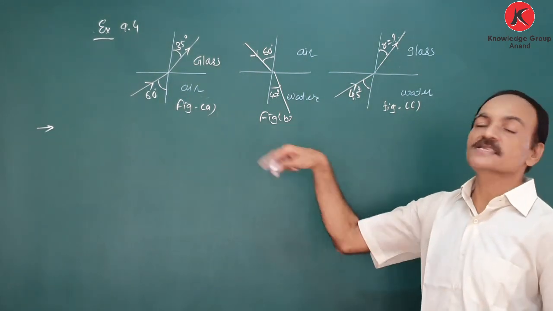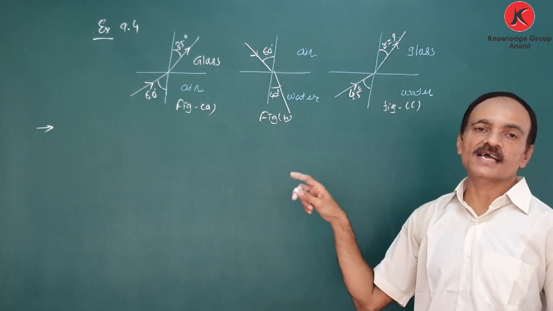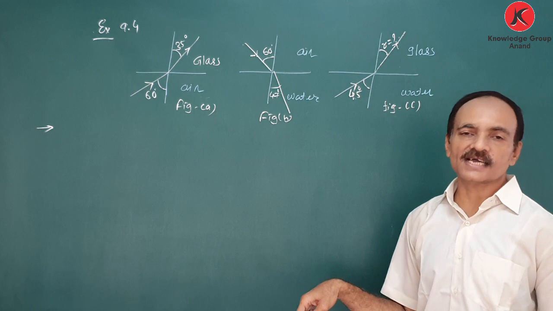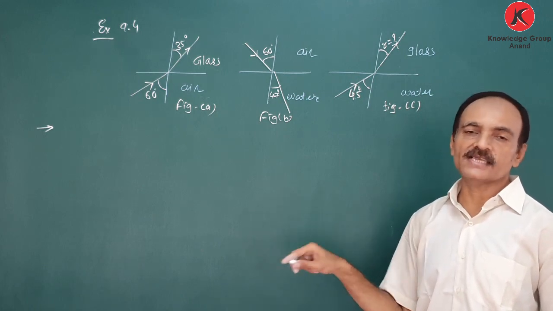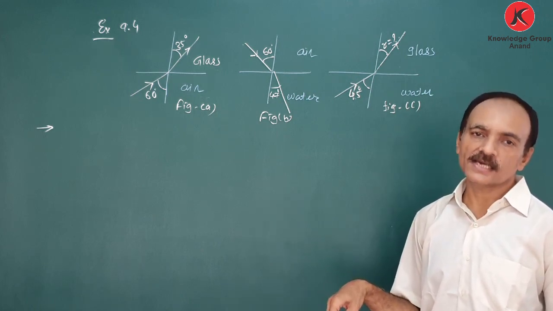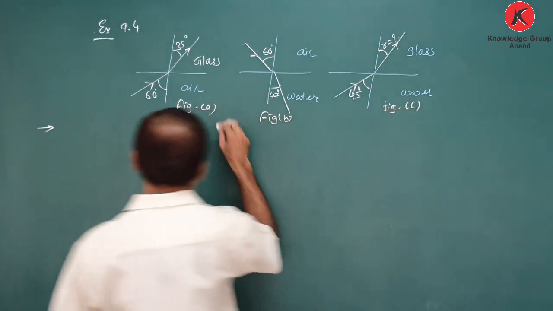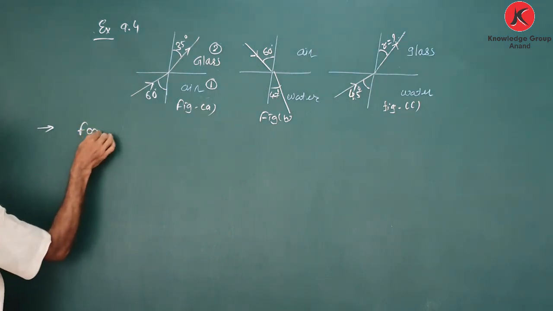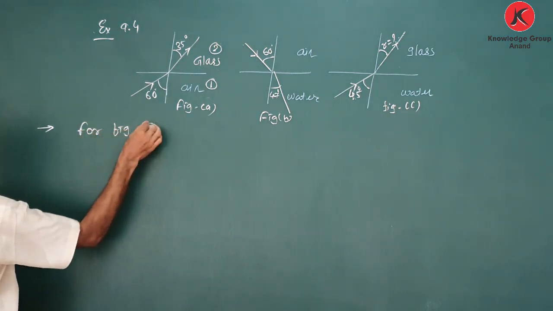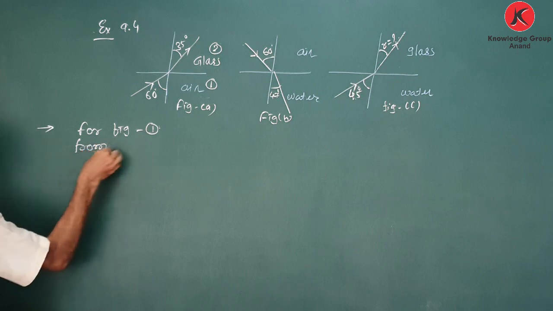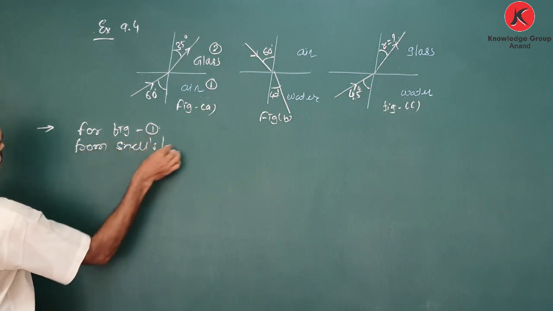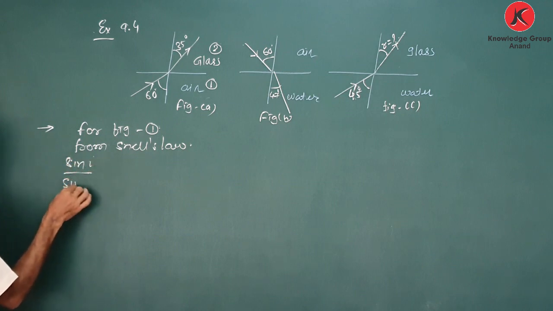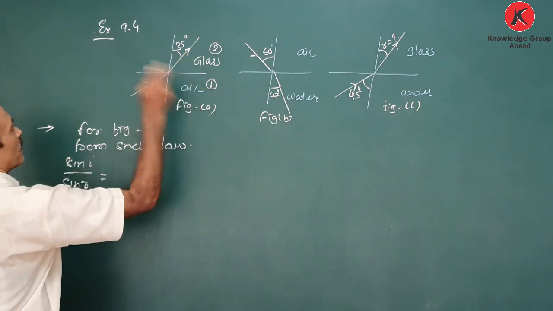So here we are using Snell's law. So n1 sin i is equal to n2 sin r, or in other words, sin i upon sin r is equal to n2 upon n1. So here there is a first medium for figure A, there is a second medium. For figure A, from Snell's law, sin i upon sin r is equal to n2 upon n1.